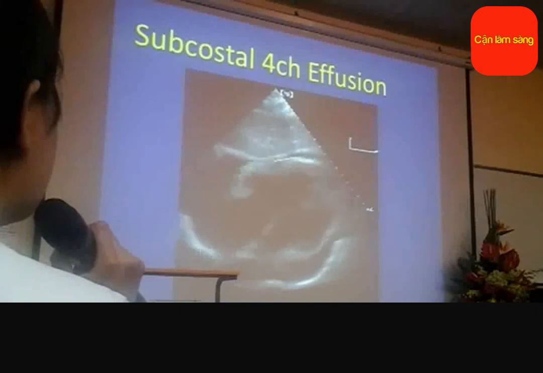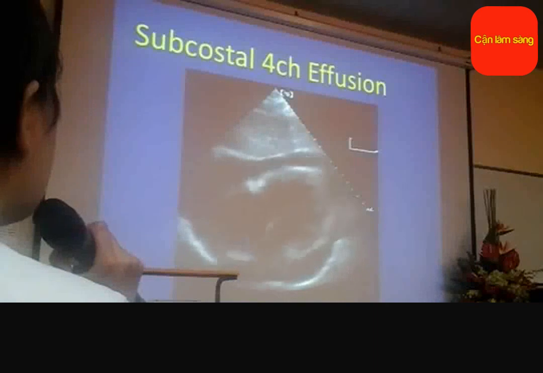So we see the liver and then an echo free space fluid around the heart.